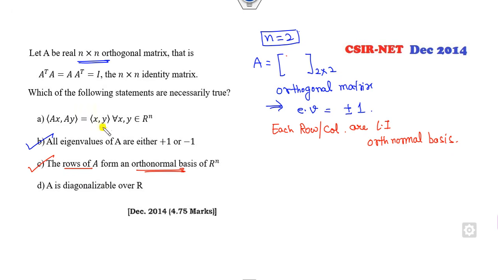Fine. Now look at this one. As it is Ax, Ay, which is x comma y.